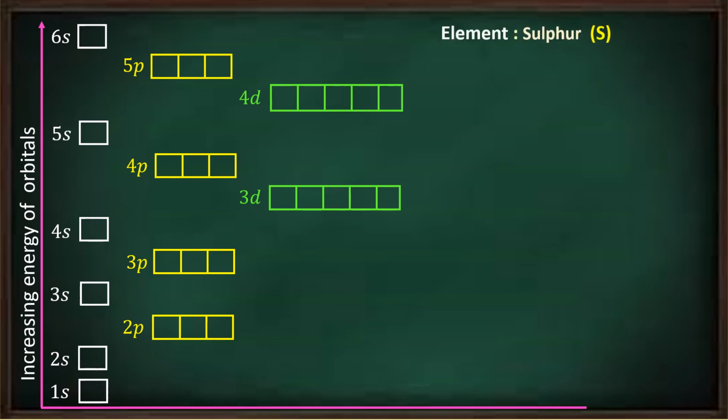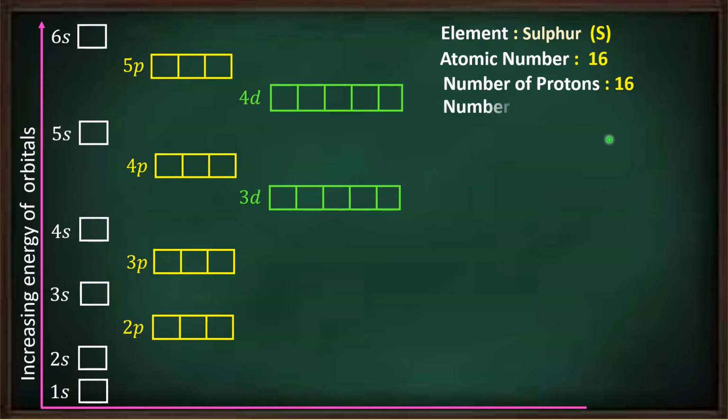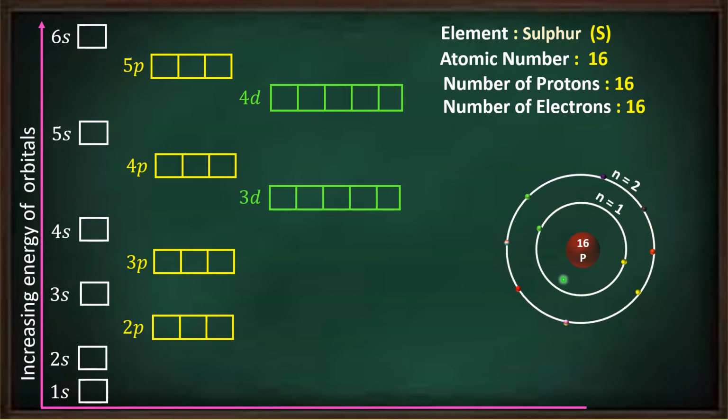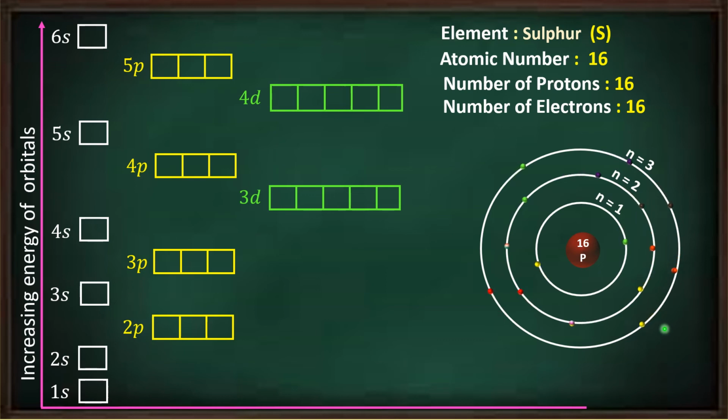The 16th element in the periodic table is sulfur. Yes, its atomic number is 16. Number of protons 16, number of electrons 16. 16 protons are there in the nucleus of sulfur. 16 electrons revolve around the nucleus in different orbits. In the first orbit there are 2 electrons, in the second orbit there are 8 electrons, and the third orbit has 6 electrons. Totally 16 electrons are there to fill in the orbitals.